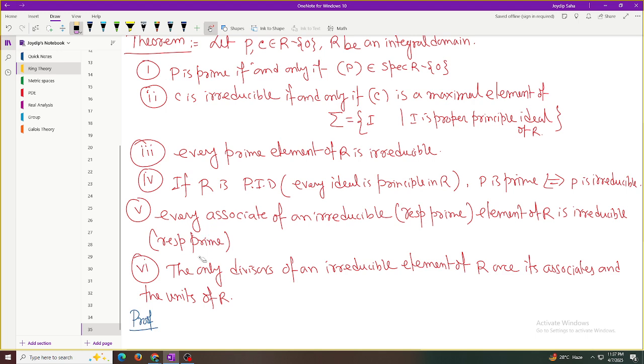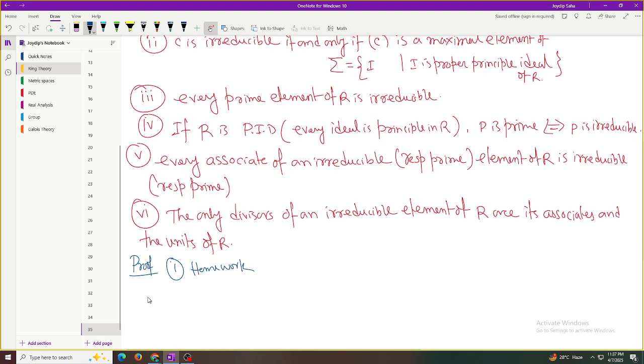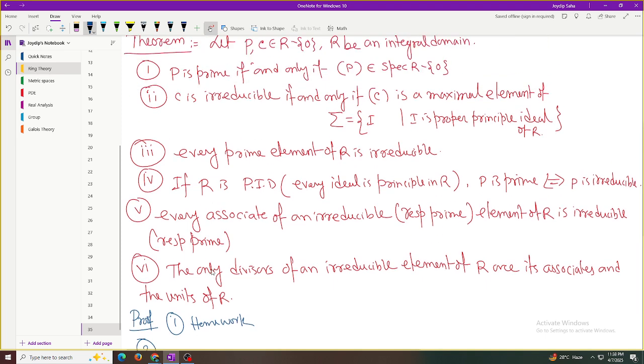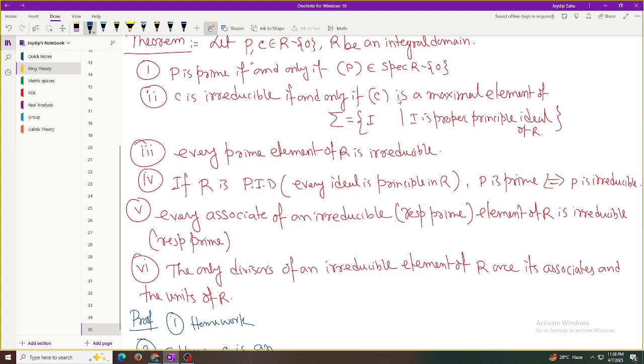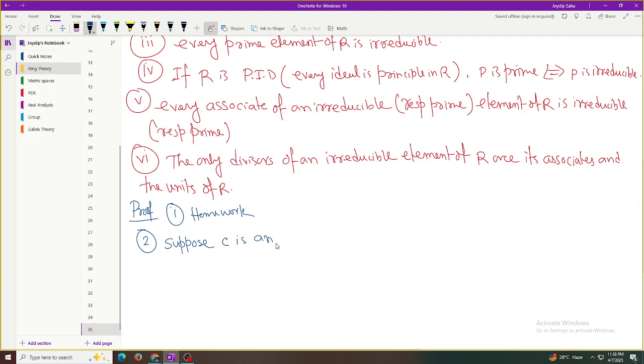One is easy from the definition. Two: one is homework. Suppose C is an irreducible element. I have to show that the ideal generated by C is a maximal element. C is irreducible, and the ideal generated by C is a subset of the ideal generated by B.